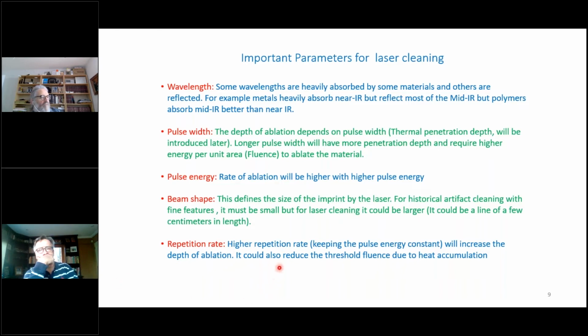A higher repetition rate of the laser will increase the depth of ablation at the same pulse energy. If you increase the repetition rate, you could reduce the threshold fluence because there will be heat accumulation.